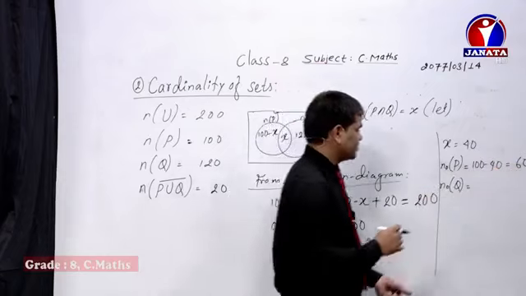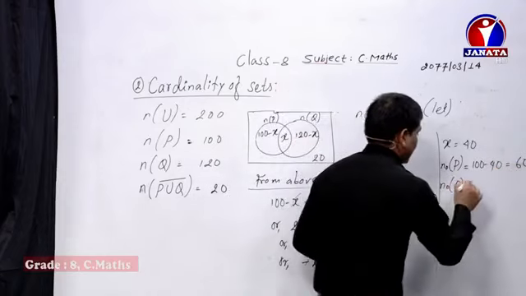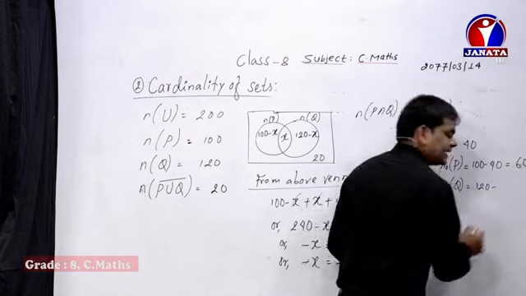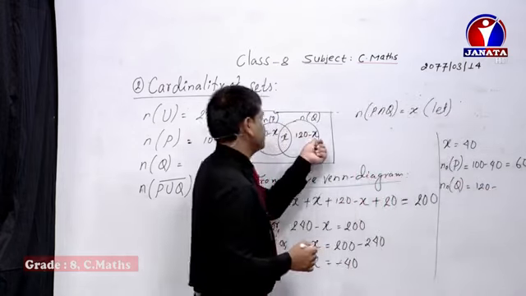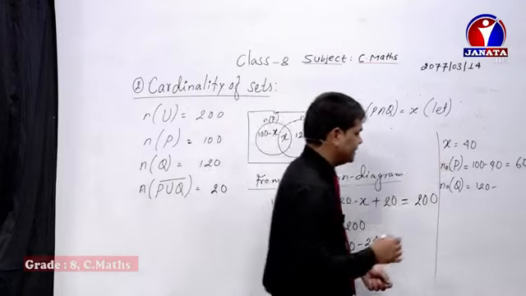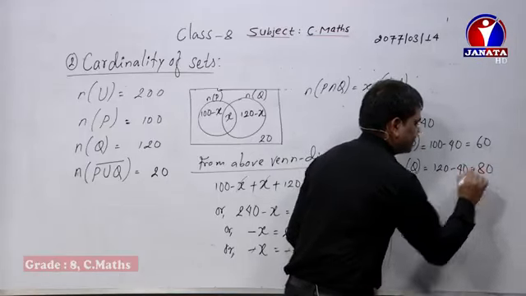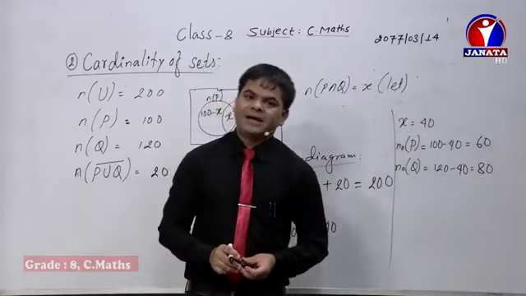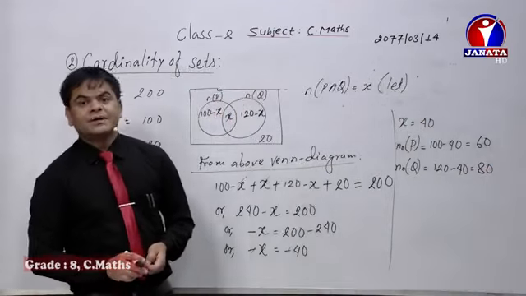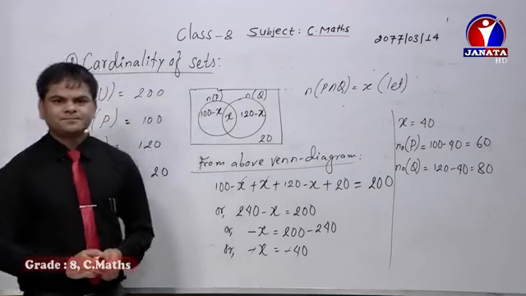Similarly, you can do this one. n(Q only) equals 120 minus x, isn't it? So in the place of x, we have found the value as 40. So keep 40 here. It equals 80. The value of Q only came as 80.